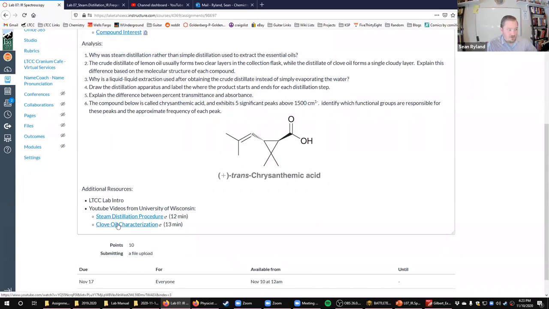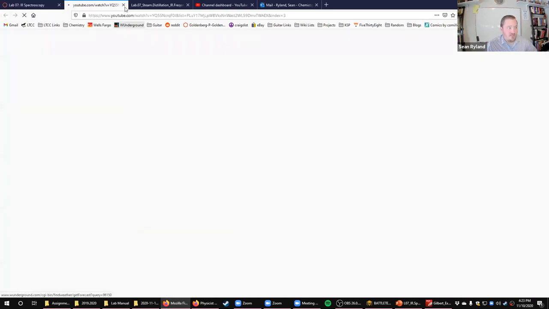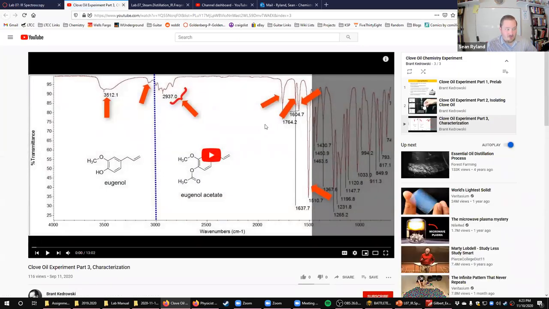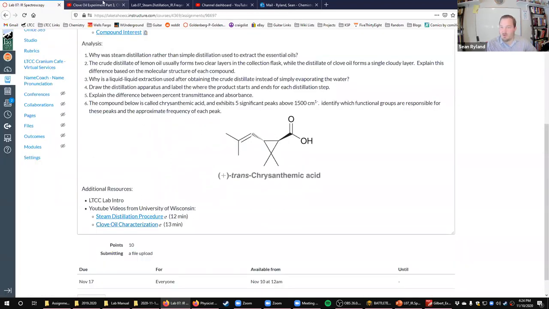This second video here also has a little bit of the characterization part, meaning looking at the IR for clove oil. Your spectrum doesn't look anything like his, but if you're trying to figure out what the different peaks are, how you would label them, what's an OH group and what's not, that kind of stuff could be really helpful to look through. It won't help you on the limonene one because he only is looking at clove oil.